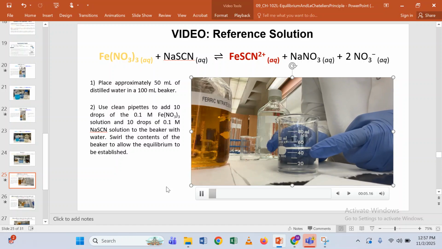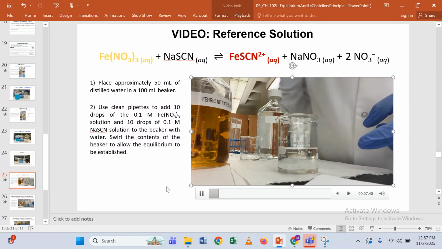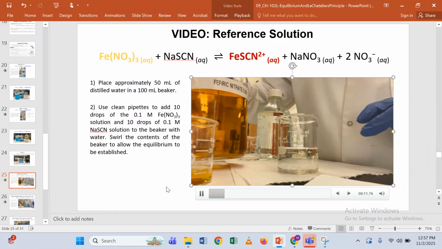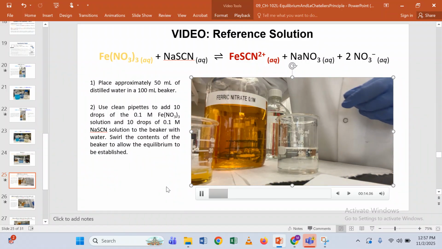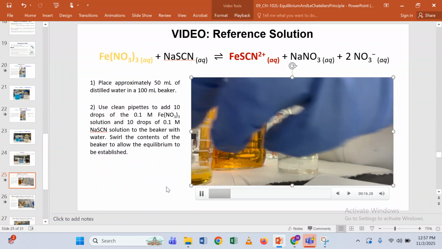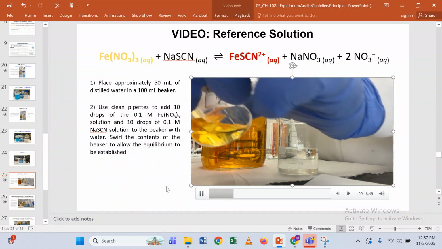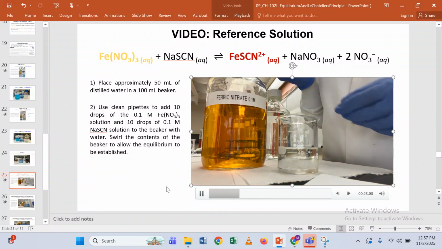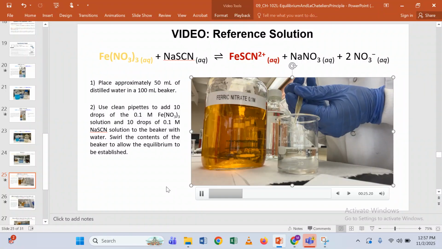All right, so we're starting with a beaker. We're gonna take a pipette, and we're going to add 10 drops of the ferric nitrate. It has a beautiful yellow color. We're gonna add it to some distilled water. So you can see, all right, 10 drops of it.